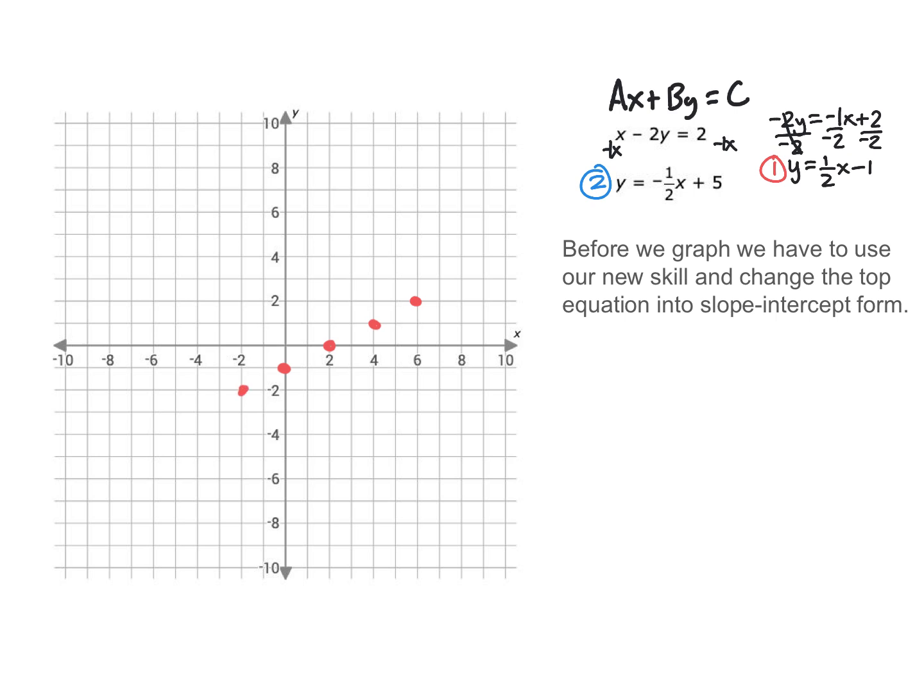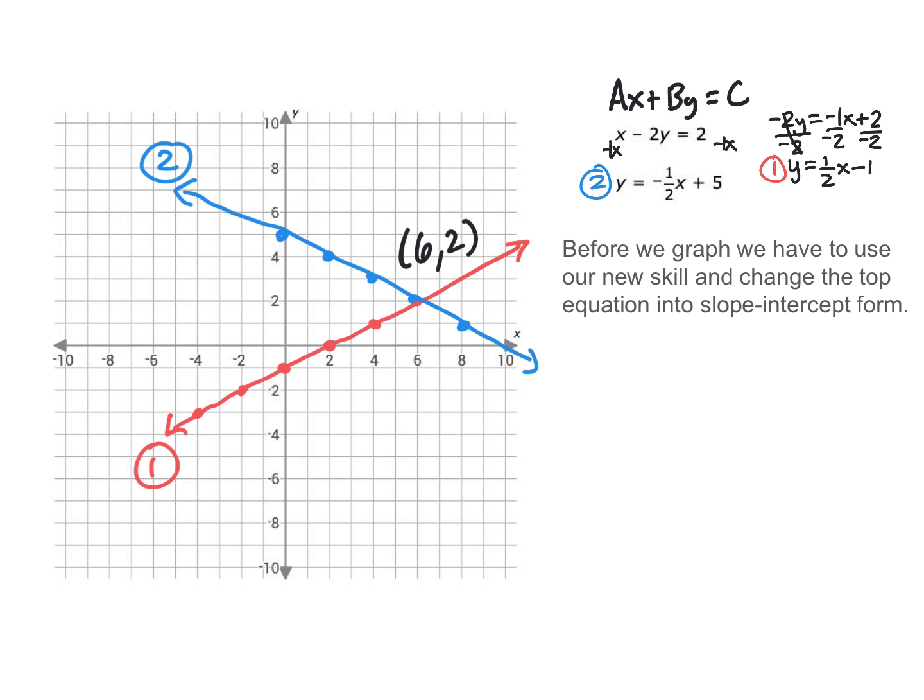So I've got my points. My second one, we start up at 5, and it's negative, so we go down 1 and over 2, down 1 and over 2. I have my intersection point, so now I can just quickly make my line. So this would be equation number 1, this would be equation number 2, and we know our intersection point is going to be (6, 2), x, y.